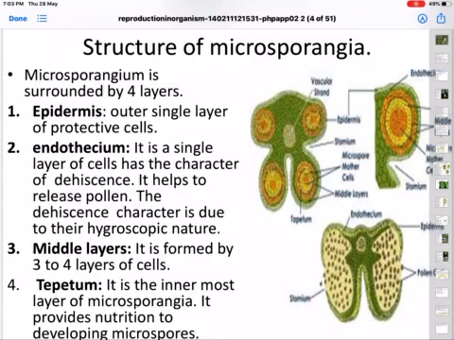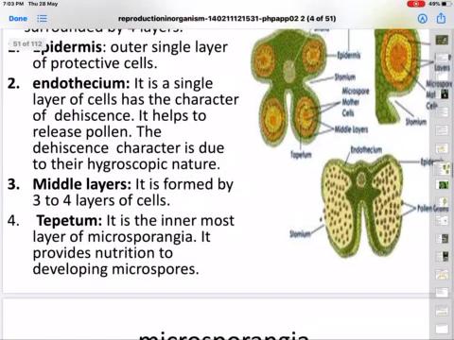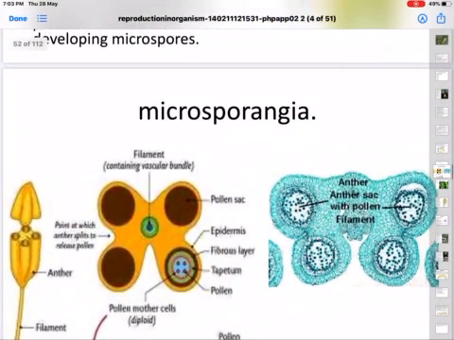Characteristic of dehiscence, it helps to release pollen. The dehiscence character is due to its hygroscopic nature. And there are 3 to 4 layered middle layers, again, which are protective in nature. And the final one is the tapetum, the innermost layer of the microsporangium. It plays a crucial role as it provides nutrition to the developing microspores.